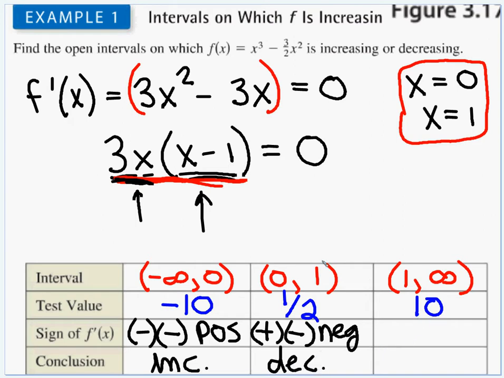Last one, positive 10 goes into the first term. 3 times 10 is positive. In the parenthesis, 10 minus 1 is also positive. Two positive numbers multiply to a positive. Positive derivatives tell us our function is increasing.